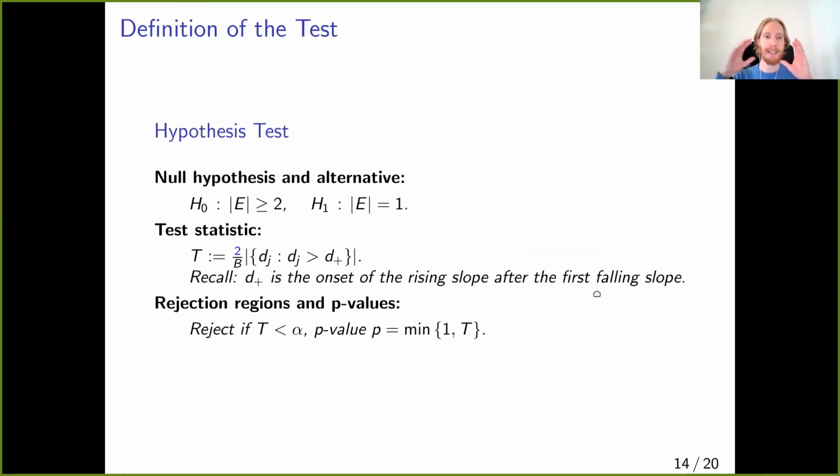So the null hypothesis is that we have a non-unique descriptor. The alternative is that our descriptor is unique. The test statistic is 2 over the number of bootstrap samples times the number of bootstrap samples where the bootstrap descriptor is further than d plus away from the sample descriptor. And d plus is this onset of the rising slope in these histograms I showed you. And then we reject if the test statistic T is smaller than our alpha, and we can give as a p-value the minimum of 1 or the test statistic value. So the test statistic is already built in such a way that it's basically a p-value.